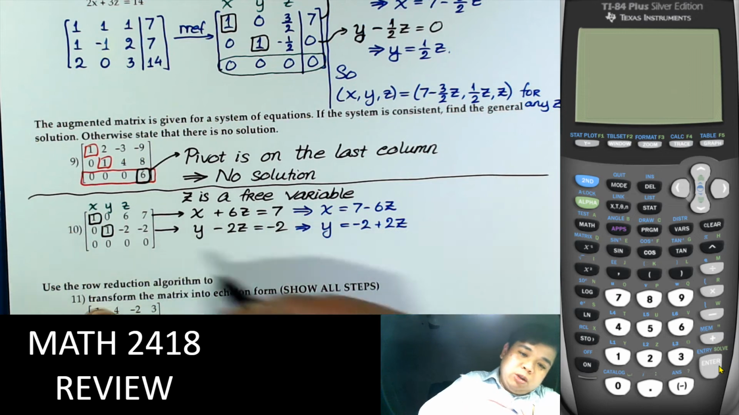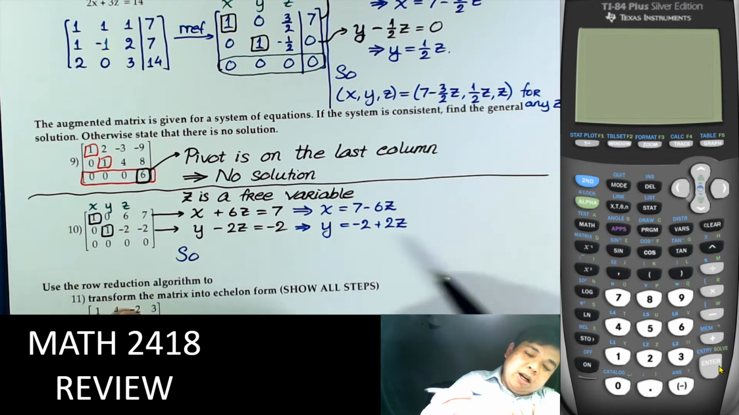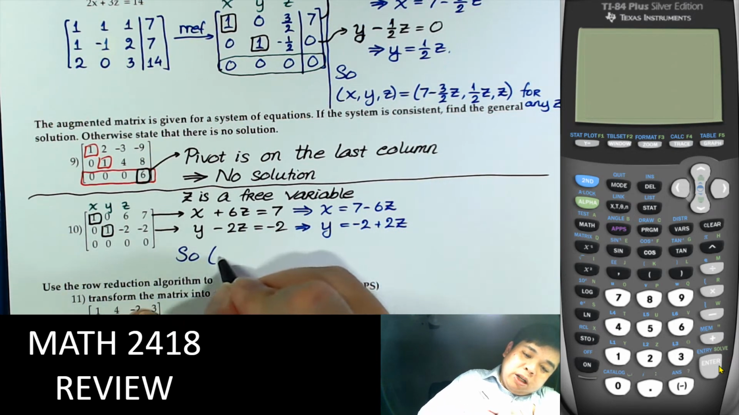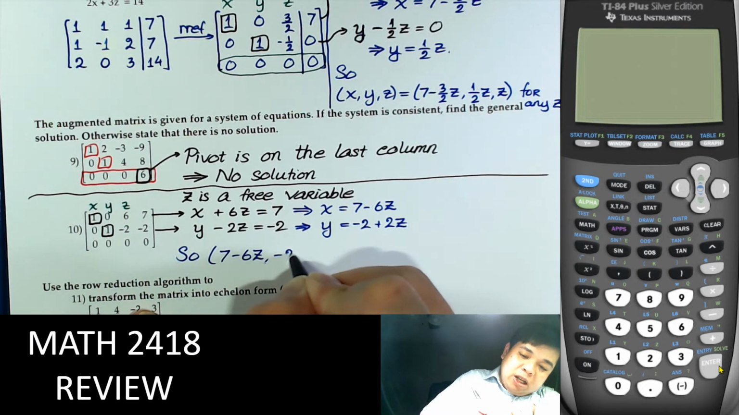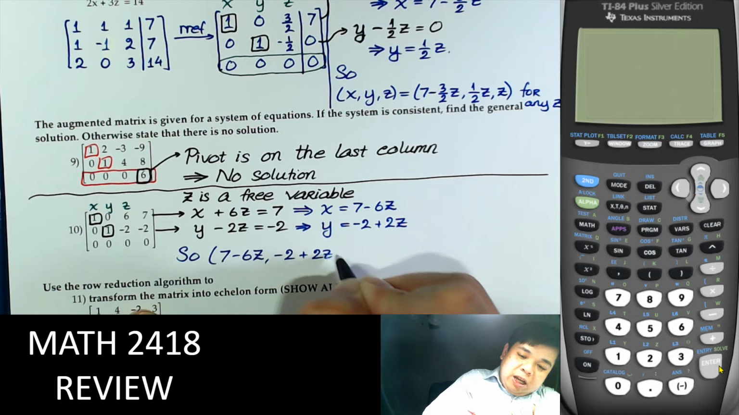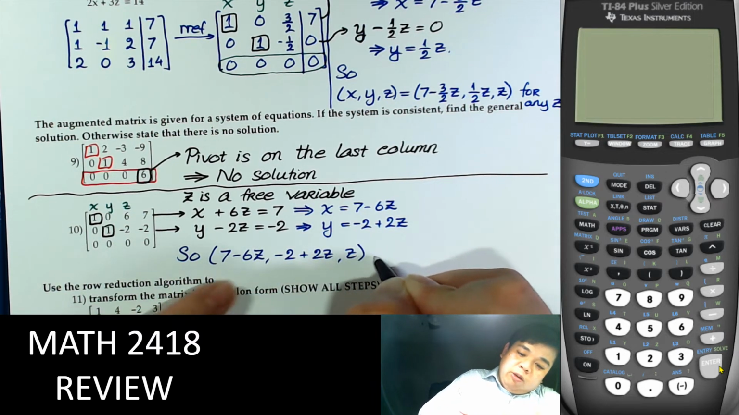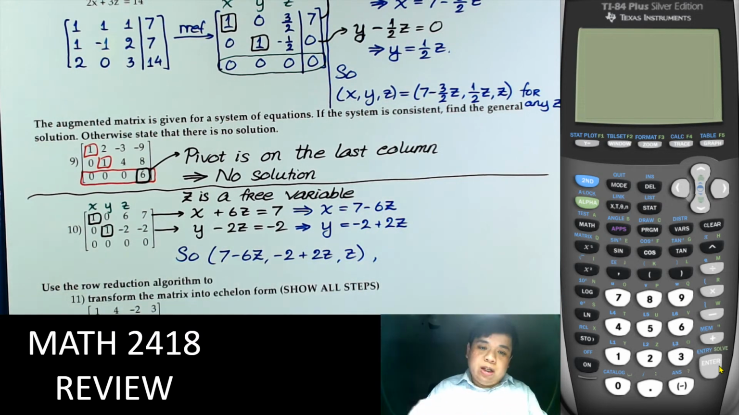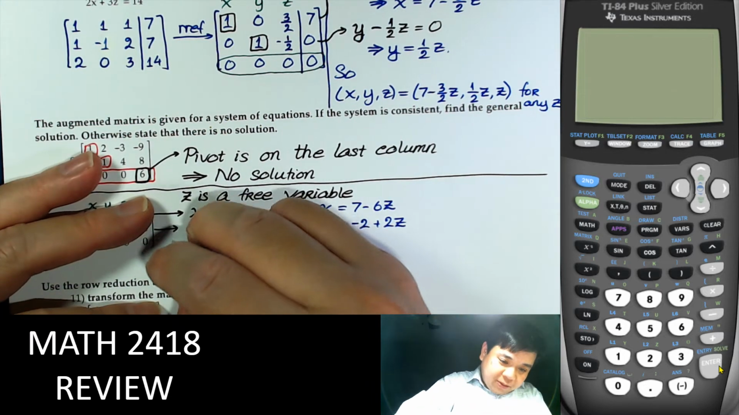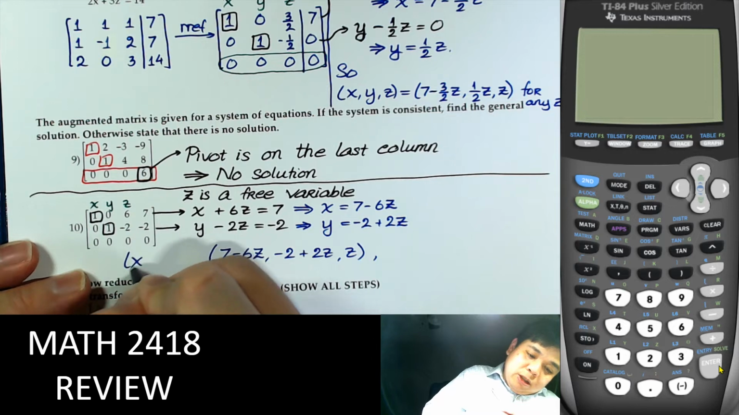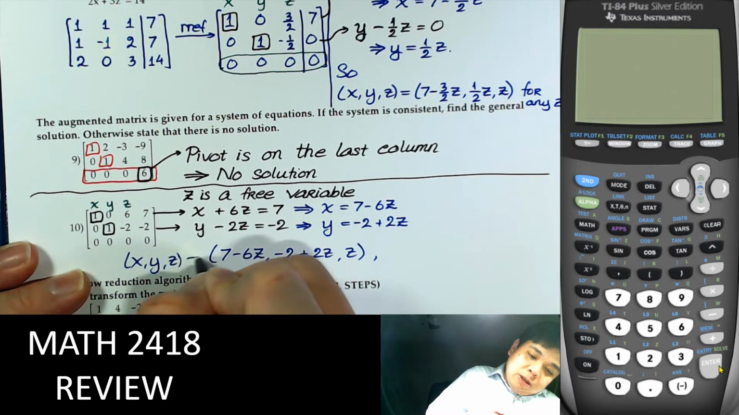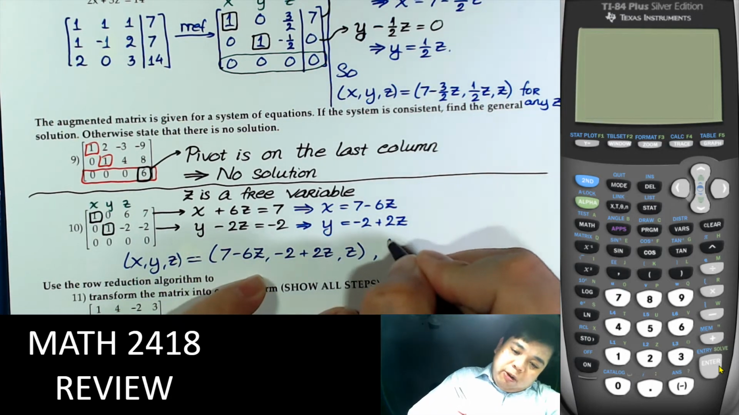Right, so the solution is infinitely many solutions. X is 7 minus 6z, y is negative 2 plus 2z, and z is z. For z, I should say the solution is for any z.